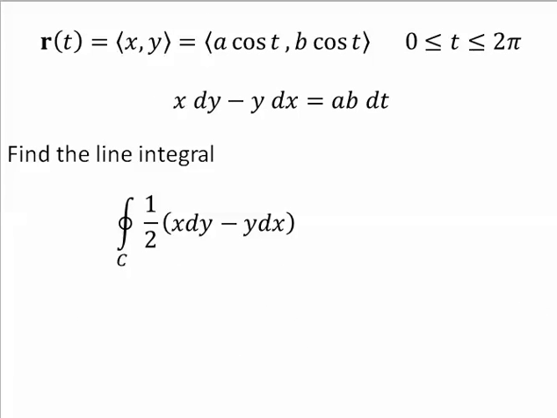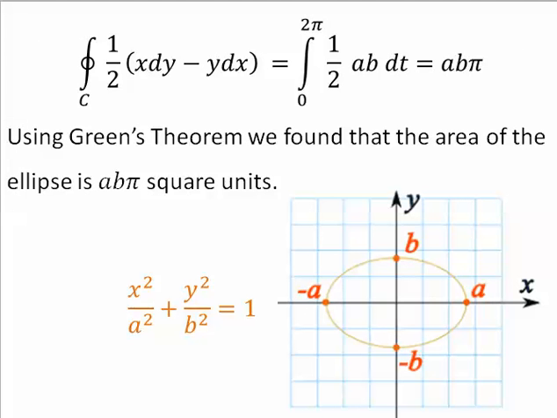All right, so we're ready to find the line integral. With this parameterization, we're just finding the integral of 1/2 of our ab dt with t running between 0 and 2 pi. That's a pretty easy integral. And we get ab times pi. So using Green's theorem, we found that the area of the ellipse is ab pi square units. And keep in mind that if a and b are equal, we have a circle, and that's consistent with pi r squared.